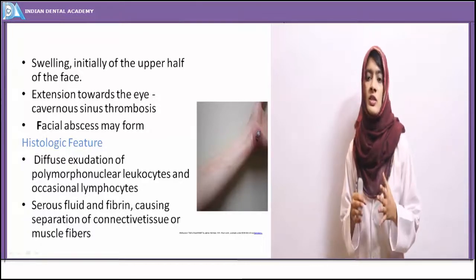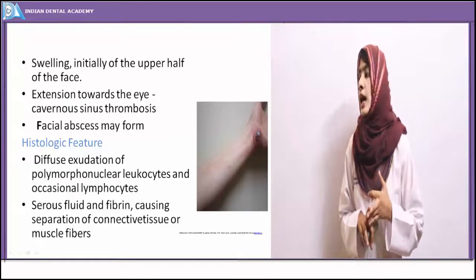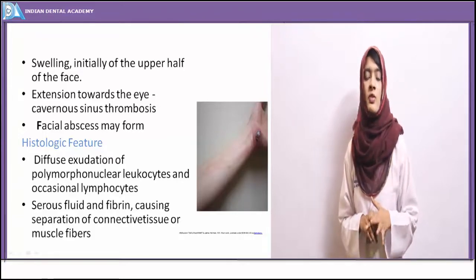And when we see the microscopic picture of this cellulitis, it is essentially one of a diffuse inflammation involving the polymorphonuclear leukocytes, lymphocytes, the plasma cells, and along with that the pus discharge is present, so obviously serous fluid and fibrin will be present.